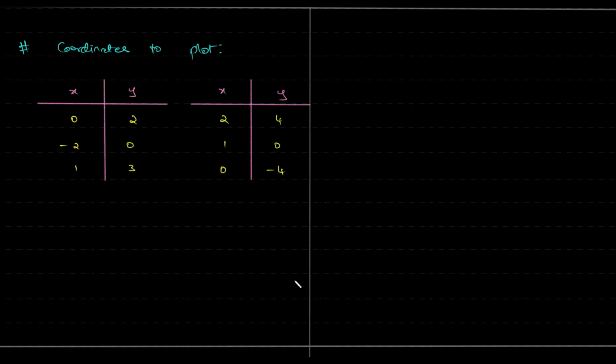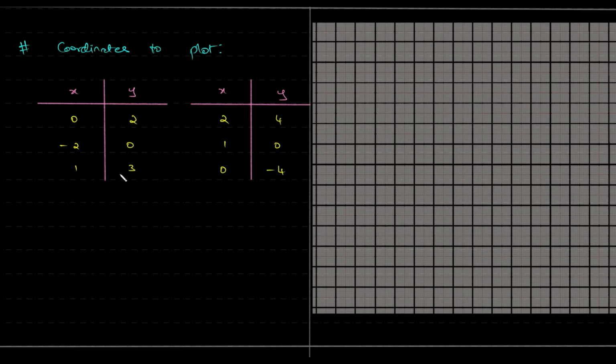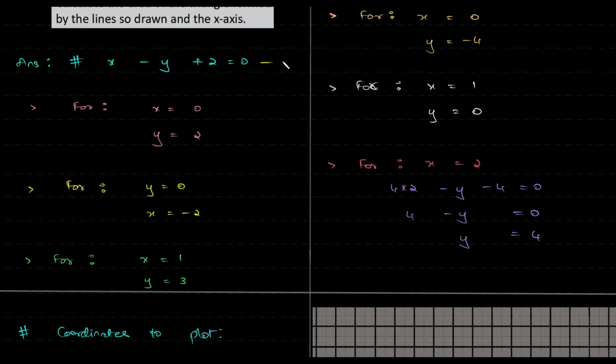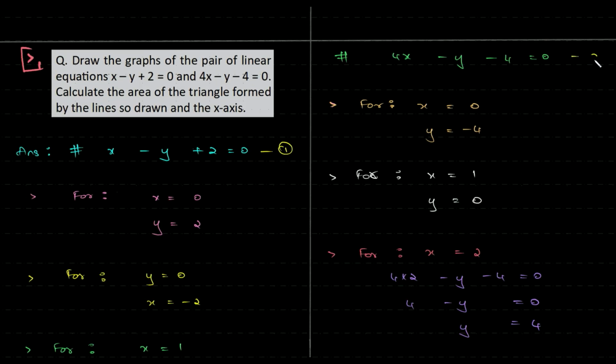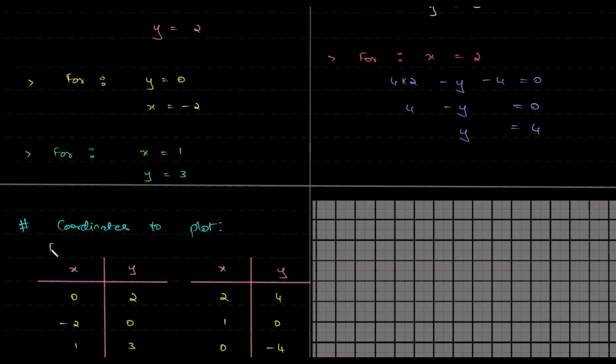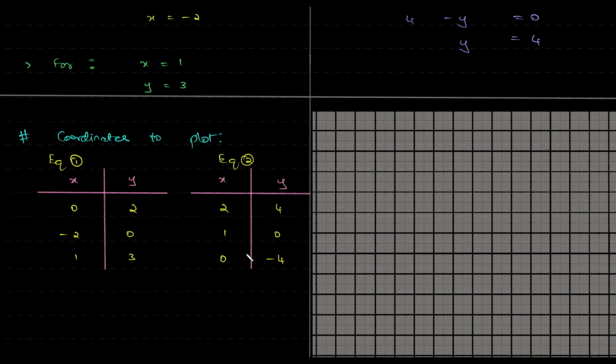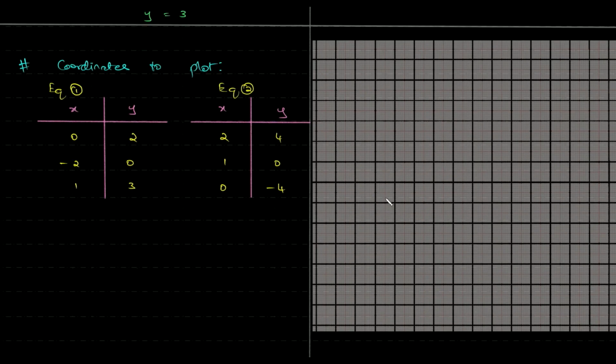Now we have to plot. For that I need a graph sheet, which I don't have as of now, so let me copy and paste it over there. Okay, I have the things ready. This is equation 1, this is equation 2. Looking at the values, we have minus 4 to plus 4 along the y, and along the x is 2 and 2. The values are not too high, so we can draw things easily.